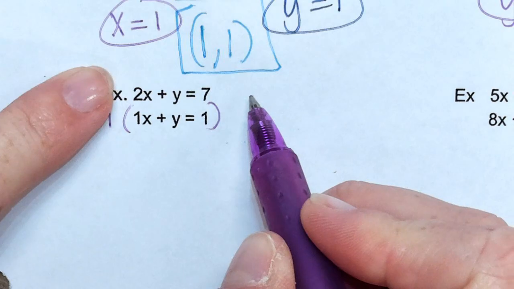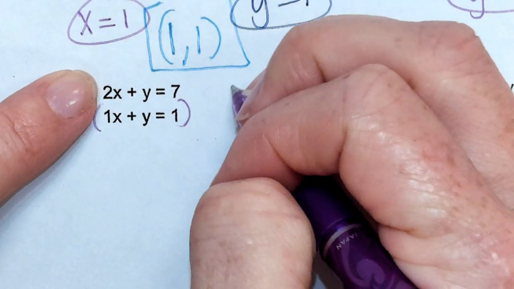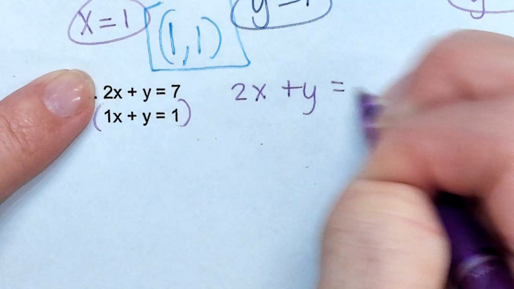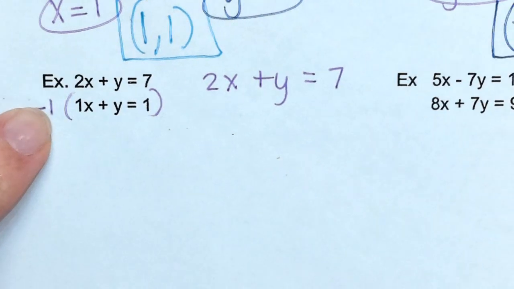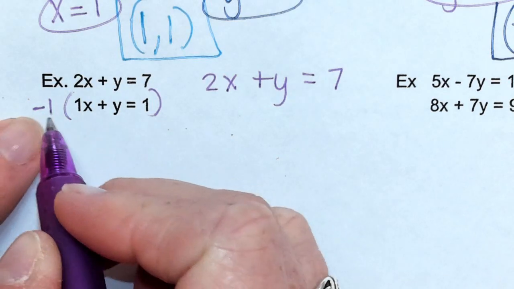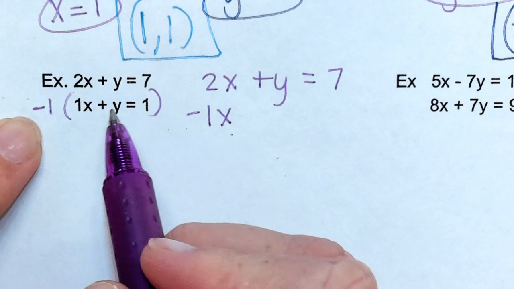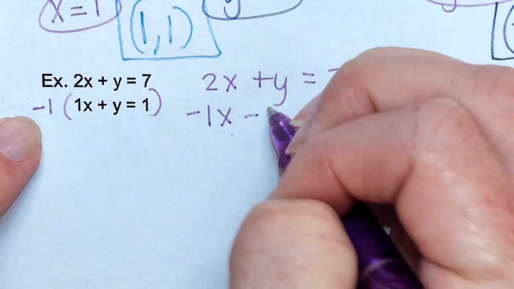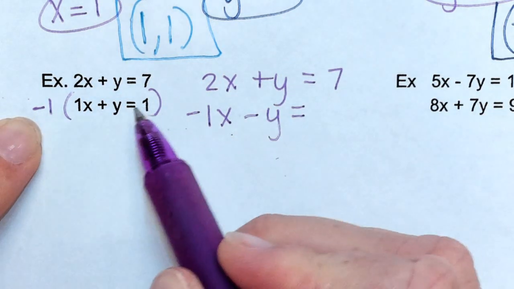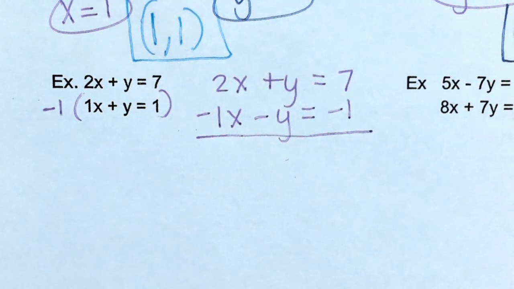Now I'm going to write the problem over here and stack them. So I'm going to write the top one, 2x plus y equals 7. And then I'm going to write the bottom one after I've multiplied it by negative 1. Negative 1 times 1x is negative 1x. Negative 1 times positive y is negative y. And negative 1 times 1 is negative 1. Now is it set up to eliminate? Yes.